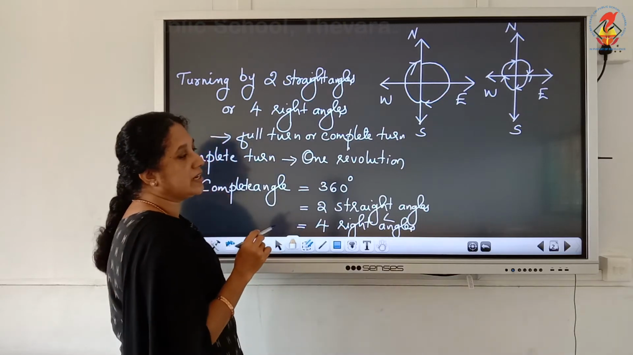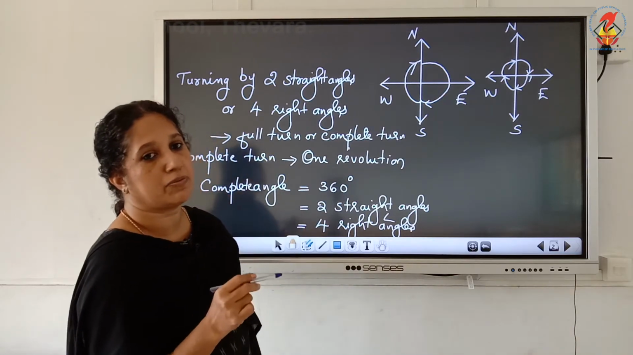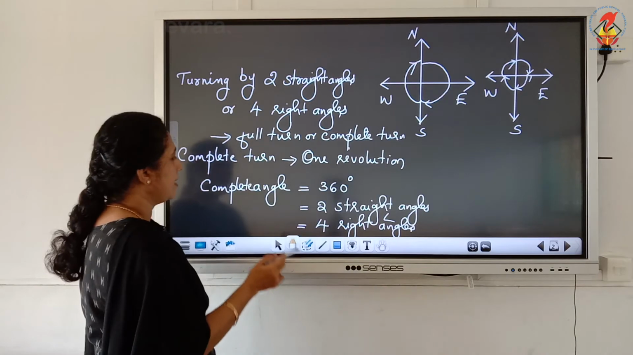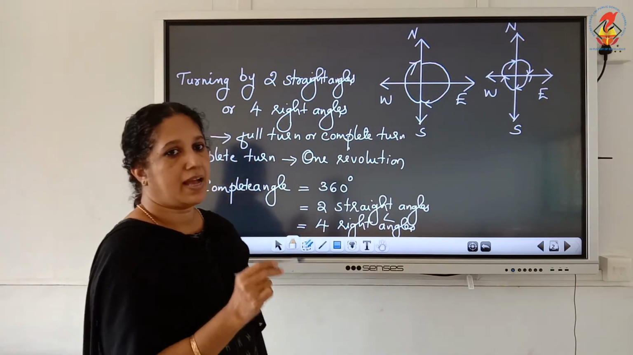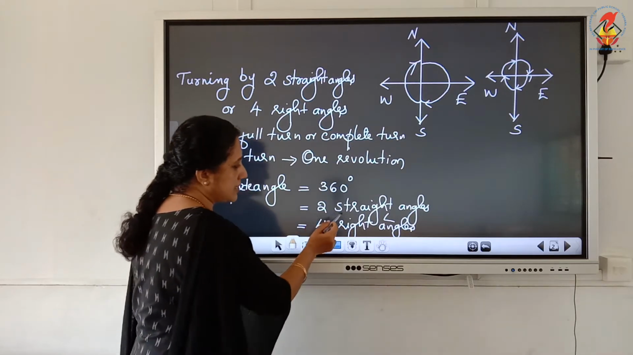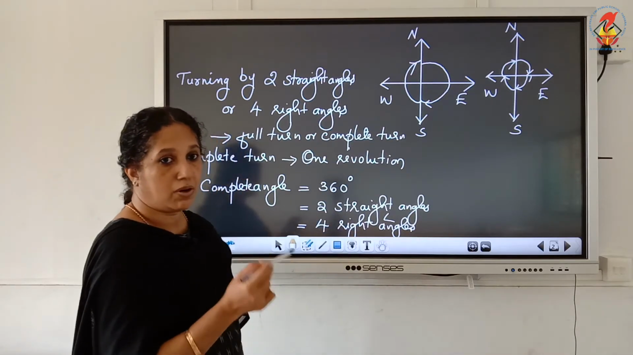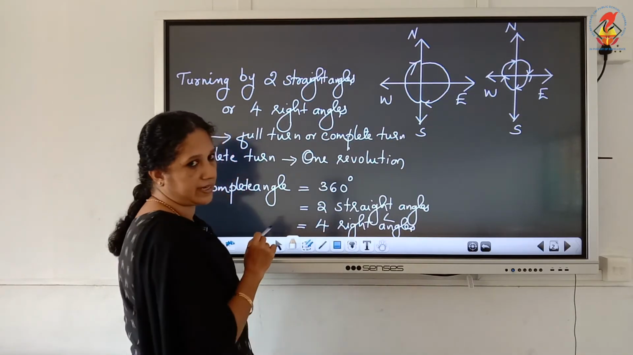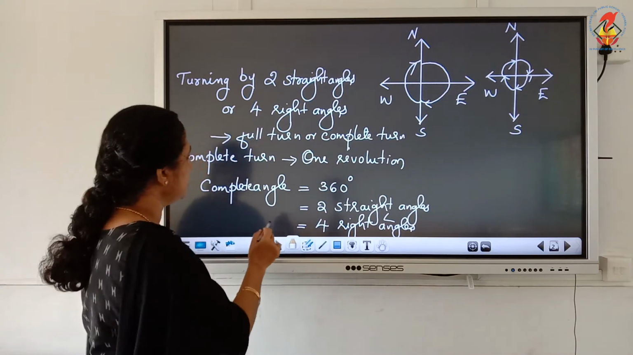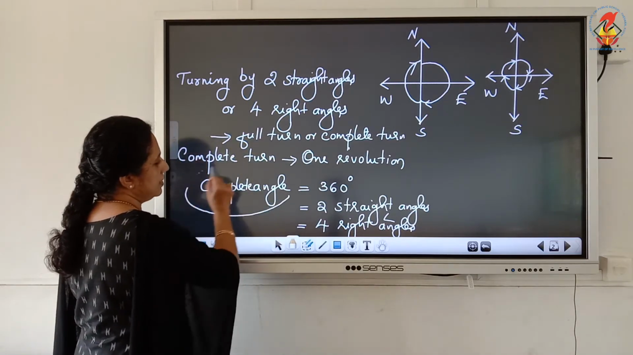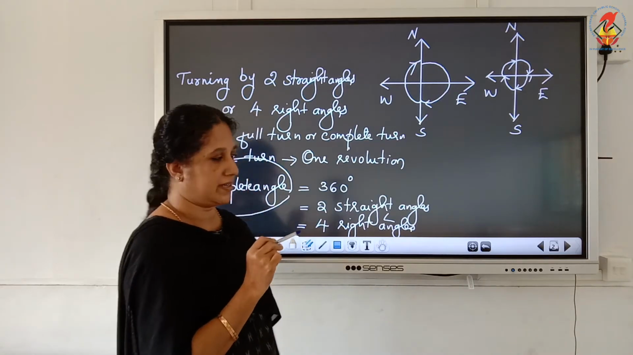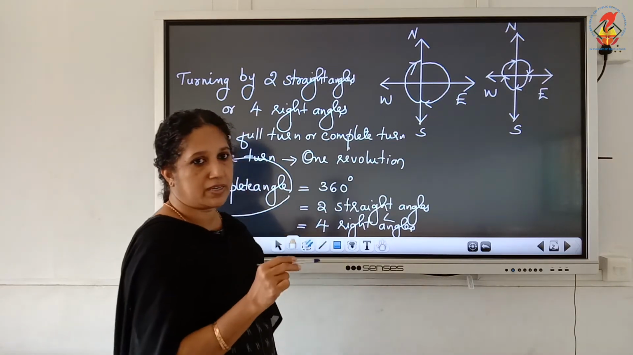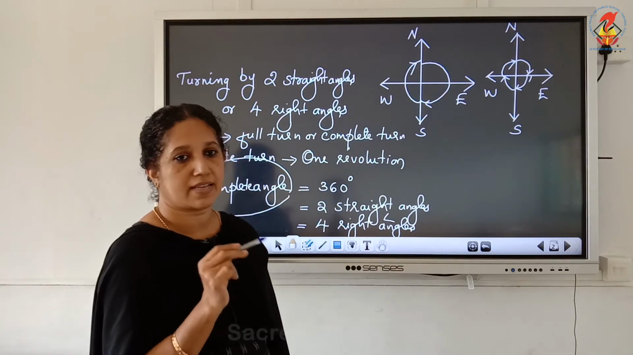And what is the angle formed in one revolution? The angle formed is a complete angle. And what is the measure of the complete angle? 360 degrees. And in one complete angle you can see two straight angles or you can see four right angles. And this complete angle we can see in one revolution. Therefore, in one revolution the angle turned is a complete angle.